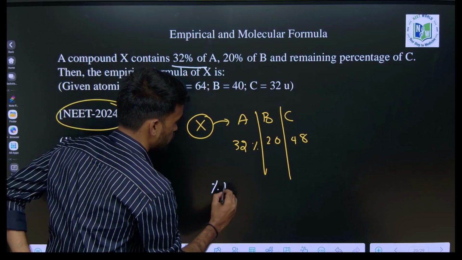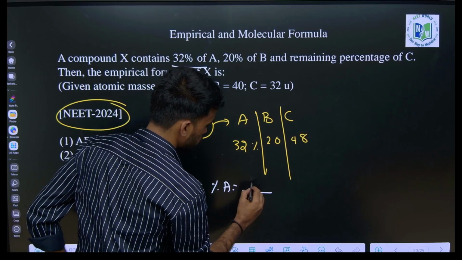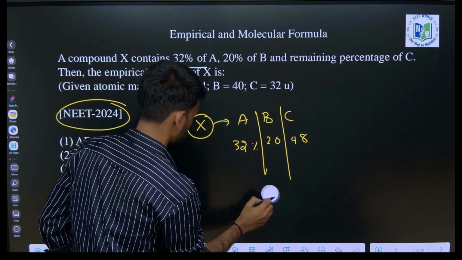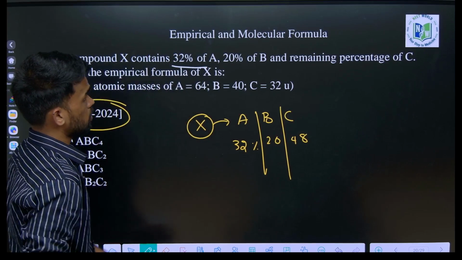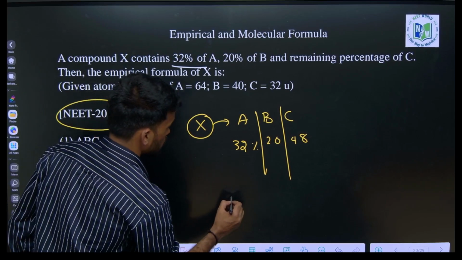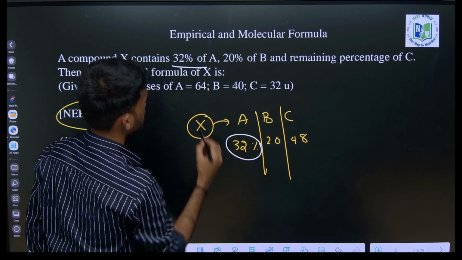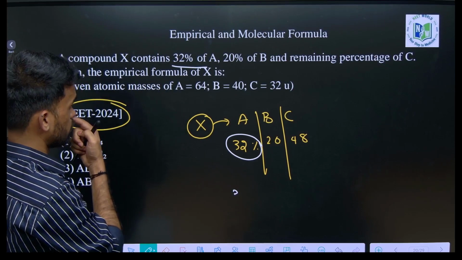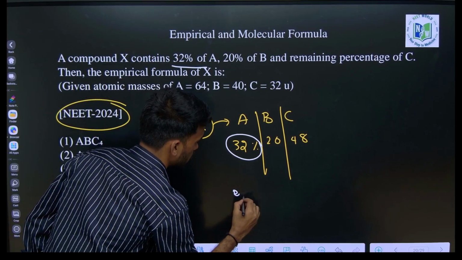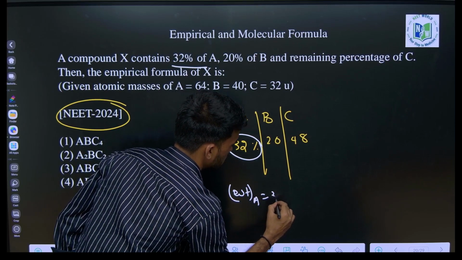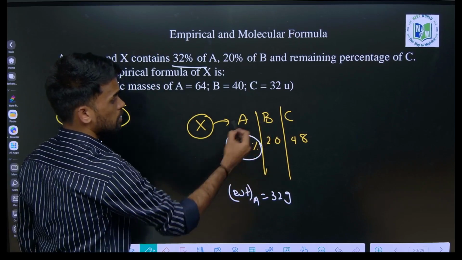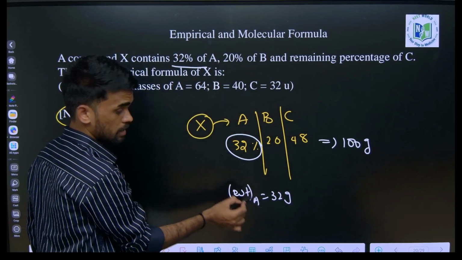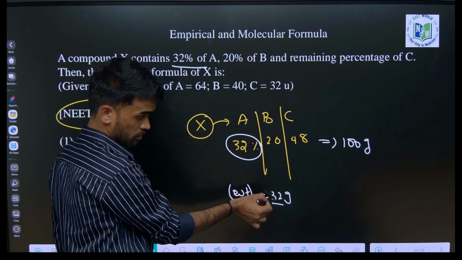Now, what is the percentage of A in the total? Here, 32. So this is the weight of A. I am just taking it as 32% of A. So weight of A is how much? Weight of A is 32 gram. See, percentage means what? Total weight, this total sum, is 100 now. So in 100 grams, what is the weight of A? Here it is 32. So 32 is the weight of A.